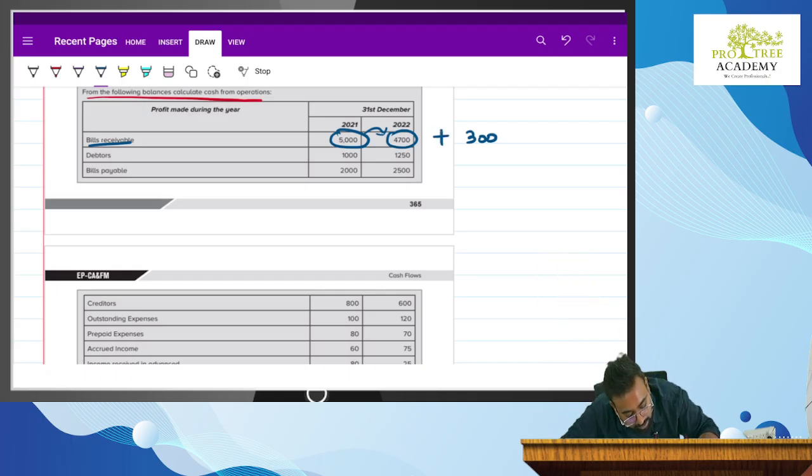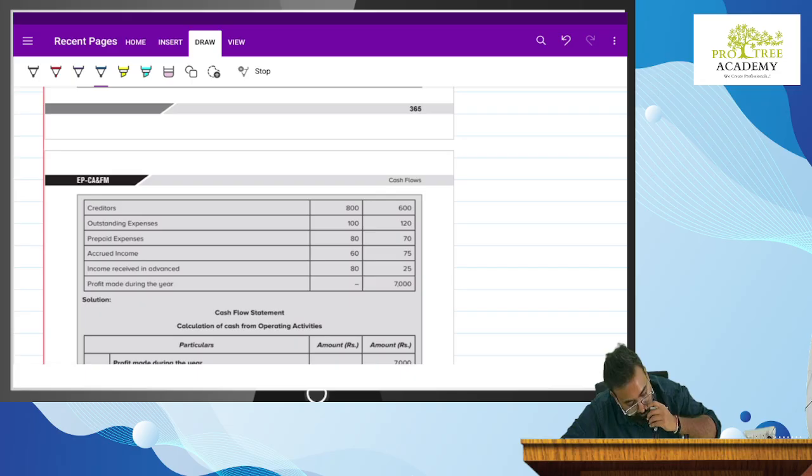It is plus, sir. Why? Bills receivable has come down. That means we are having more cash with us. Sir, debtors gone up, have come down. Correct? Bills payable. Correct? Creditors, sir.